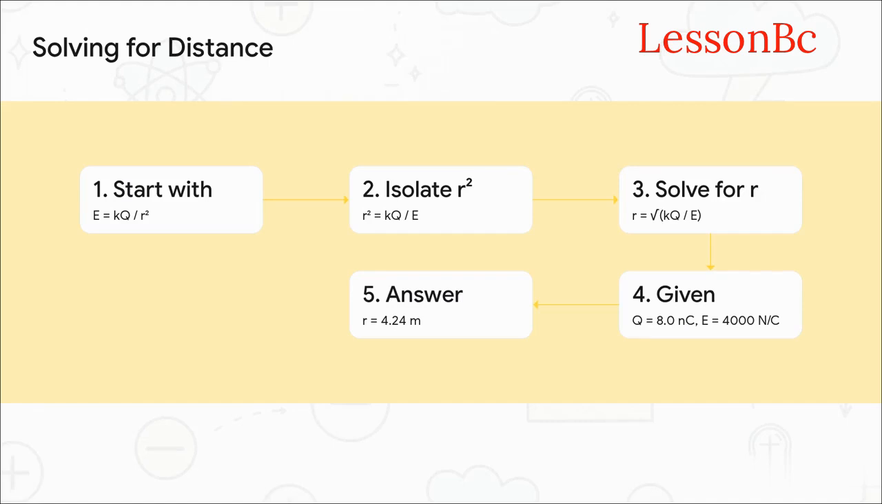Okay, here's a pro tip. Rearrange the formula to solve for what you want before you plug in any numbers. Trust me, it seems like an extra step, but it will save you from so many calculator errors. We start with our E equals KQ over R squared. We do a little shuffle to get R by itself, which gives us the square root of KQ over E. Now it's safe to plug in our numbers. And when we do, we get a distance of 4.24 meters. It's just a much cleaner way to do it.